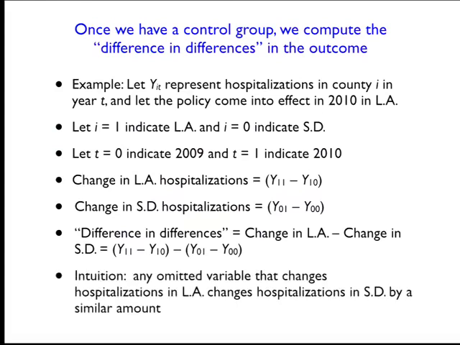So what's important here is the intuition, which is that any omitted variable that changes hospitalizations in Los Angeles should ideally also change hospitalizations in San Diego by a similar amount. If that is true, then the resulting estimate that you get from this procedure will represent a causal effect of the policy on hospitalizations. If it's not true, then you're still going to have an omitted variables bias problem.